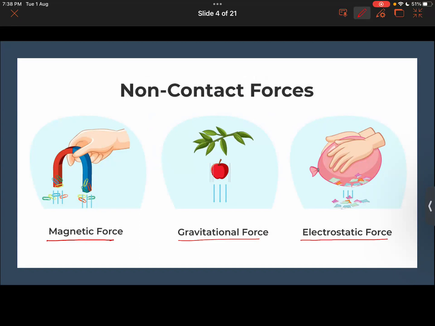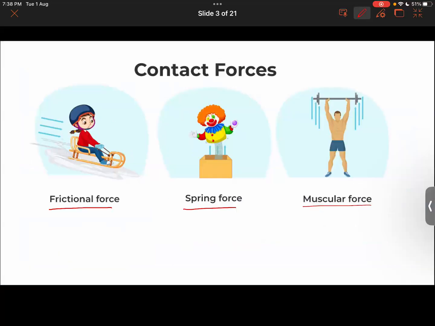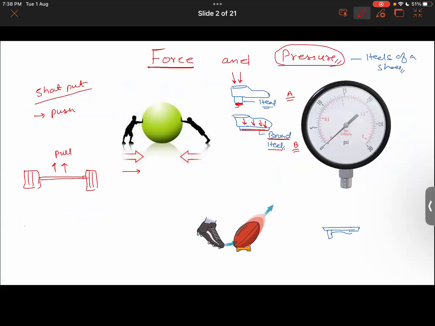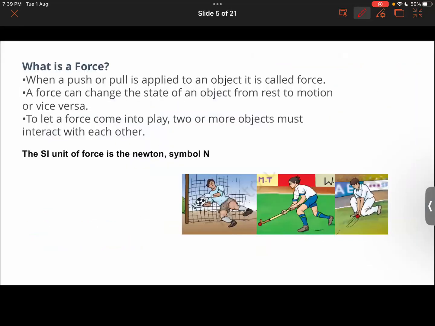All right. So all these types of forces are used in our everyday actions, right? Like pushing, pulling, lifting, stretching, twisting, or pressing an object. All these different activities require what? Forces. Yeah, exactly.